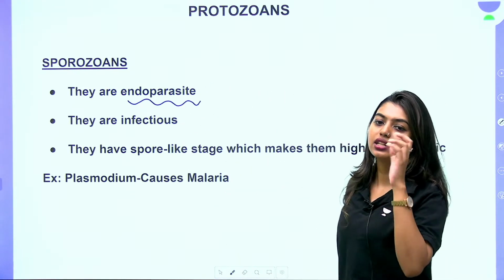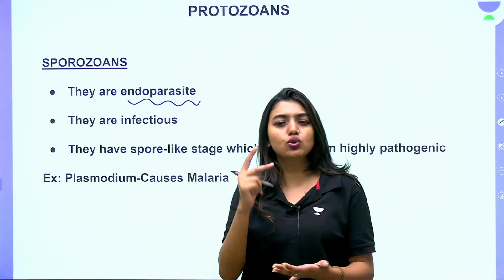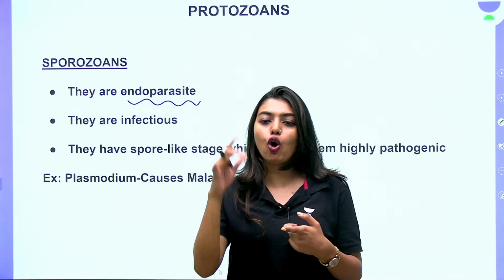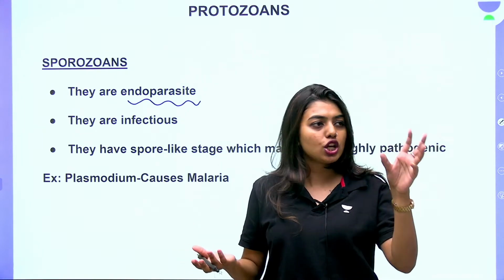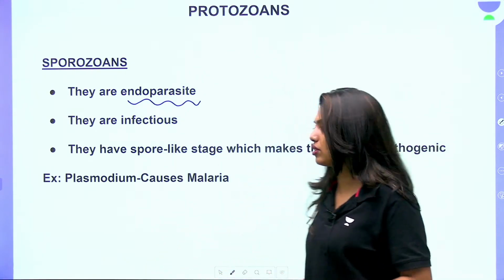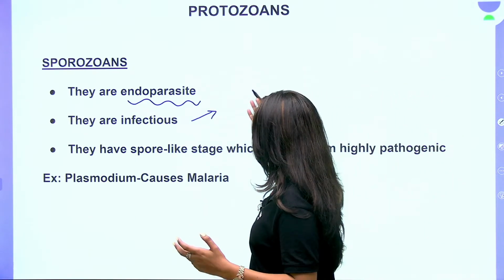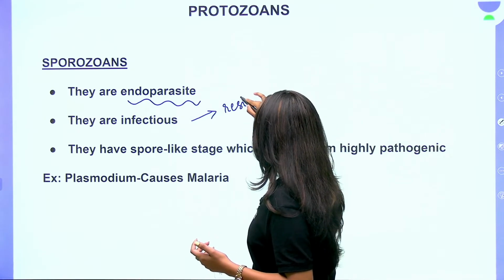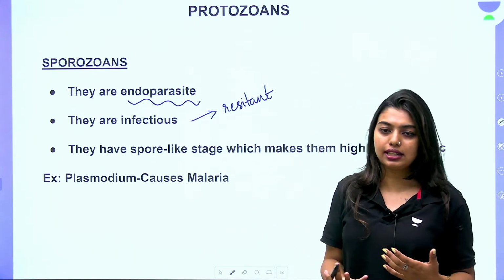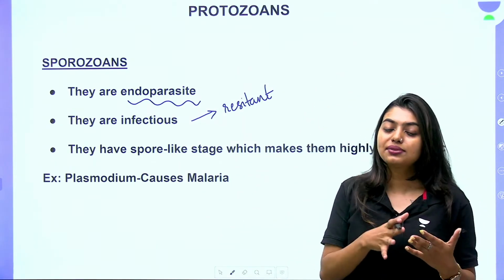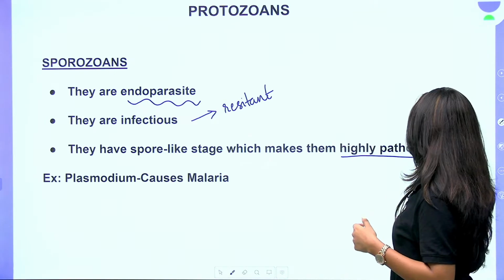Okay, sporozoans. Sporozoans are endoparasitic. Students, there are only two sentences given in your textbook. First of all, the sporozoans will have a spore-like stage. From the name itself you understood, sporozoans, spore-like stage. And they are very infectious because spores are very resistant to most extreme habitats. They cannot be killed easily. That is why we call them very, very infectious. The spore-like stage makes them highly pathogenic.